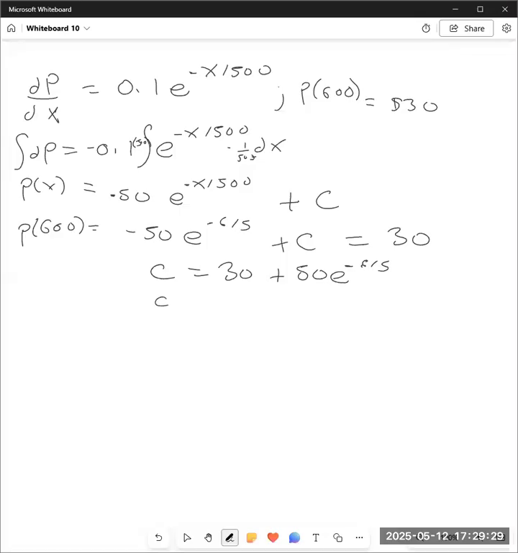Go ahead and approximate that to 2 decimal places in your calculator. Since we're talking about a price here, this needs to be in dollars and cents. So that needs to be 45.06.